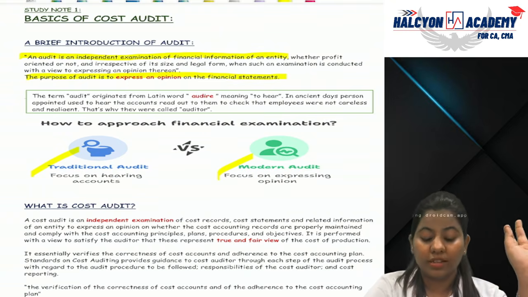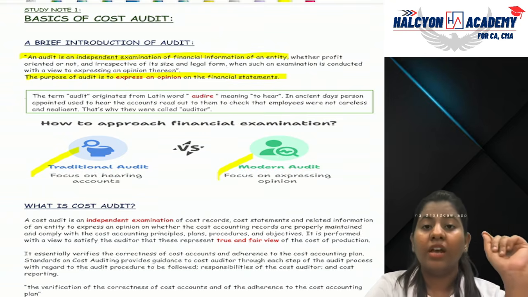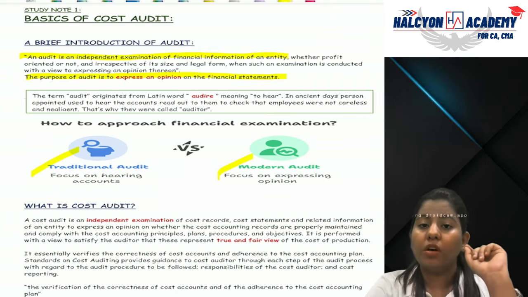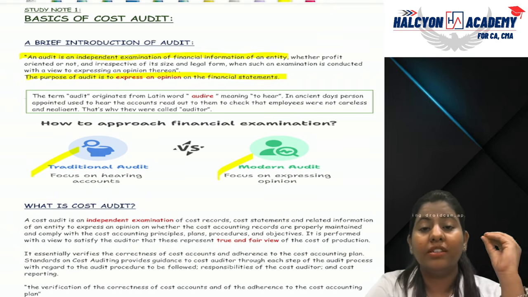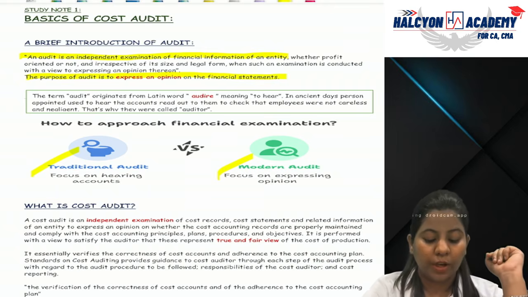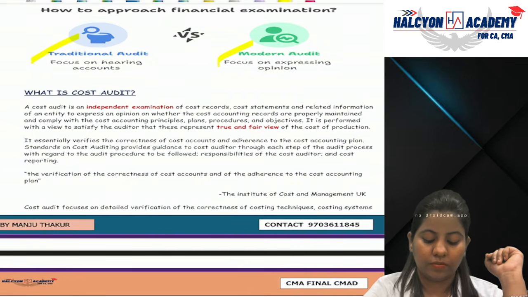Okay. So I hope the introduction which I gave about the audit is clear to you all, and you are clear about what the meaning of audit is and what the purpose of performing the audit is, why it is performed, what the need for the audit is. I hope you understood.